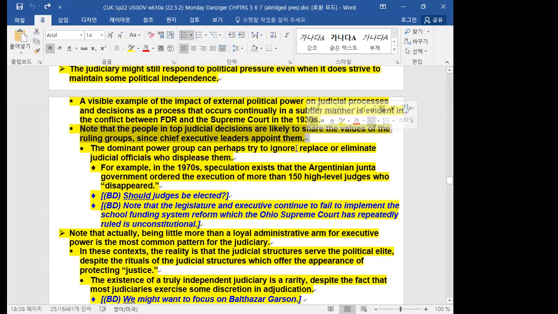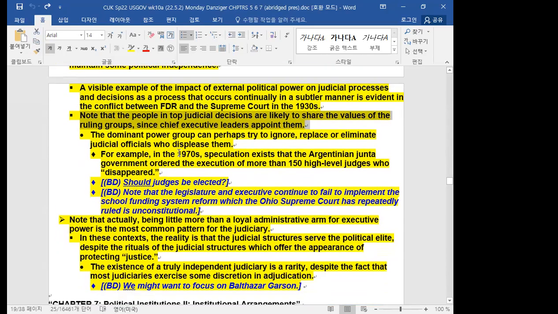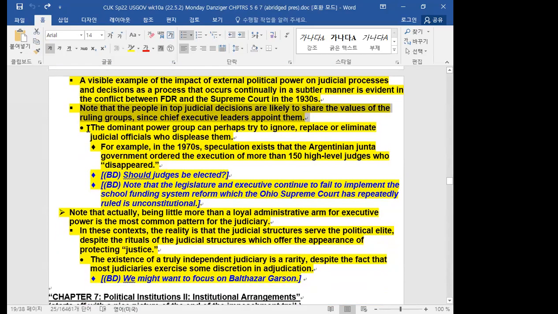I mean, Trump didn't hide what he was going to do if he won the election in 2016. He said he would do this, and he won. And he did it. And the dominant power group can perhaps try to ignore, replace, or eliminate judicial officials who displease them. Of course, this is a chapter from a book that covers many different countries, not just the United States.